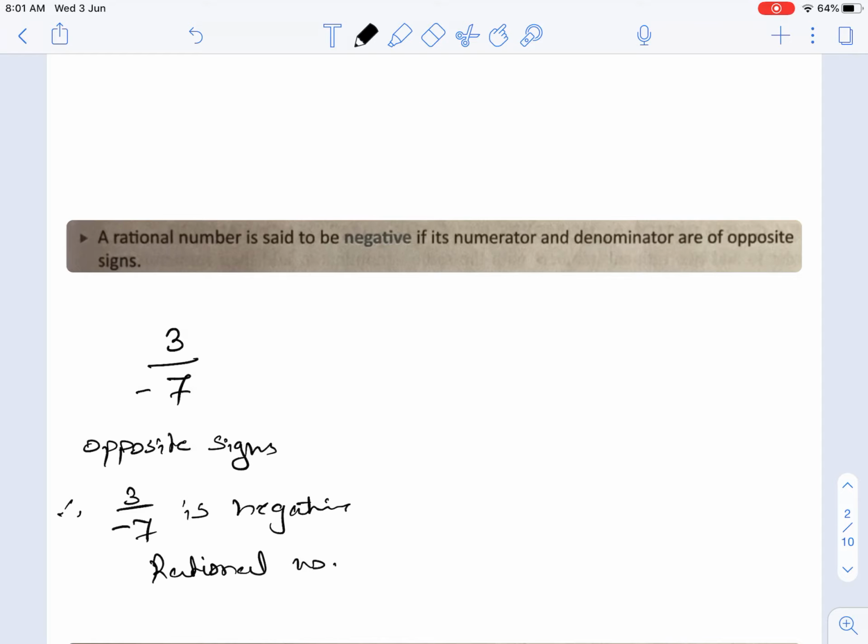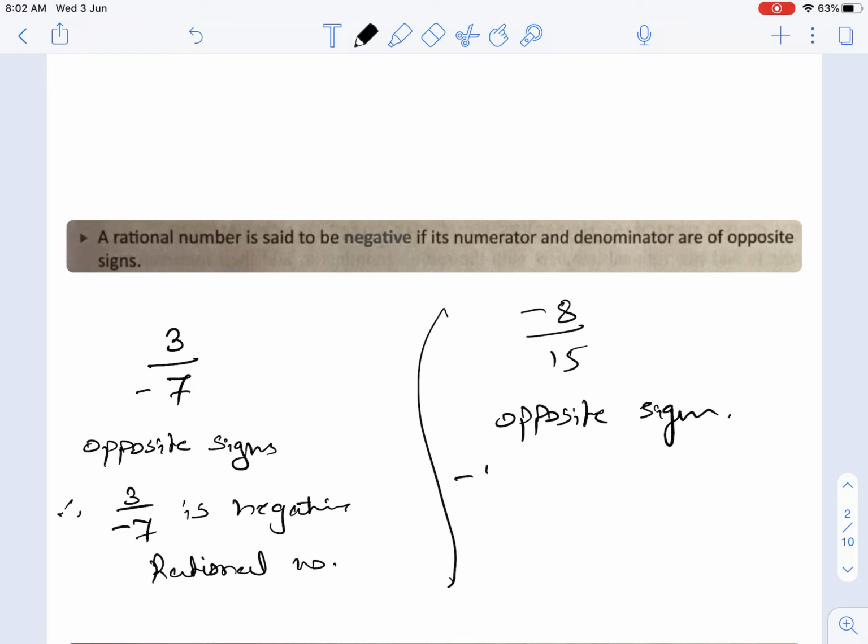Is it clear? Let us consider another example: minus 8 upon 15. In this also we can see that the numerator has a negative sign, the denominator has a positive sign. Since the signs are opposite, we can say that minus 8 upon 15 is a negative rational number. Is it clear up till here?